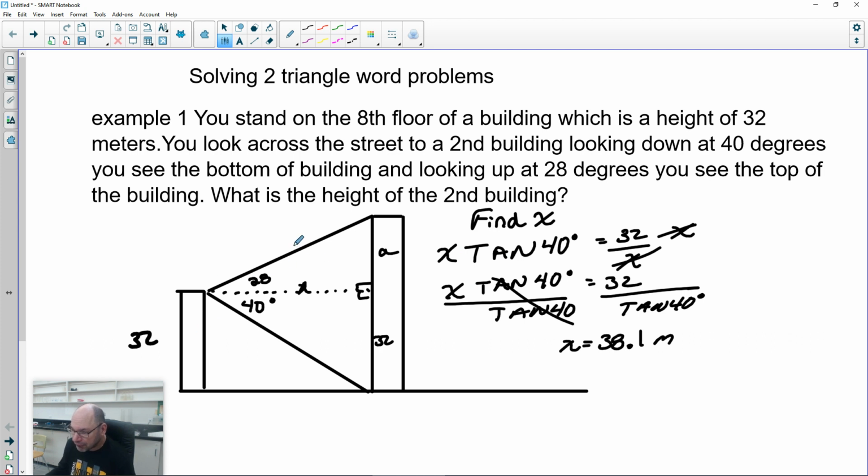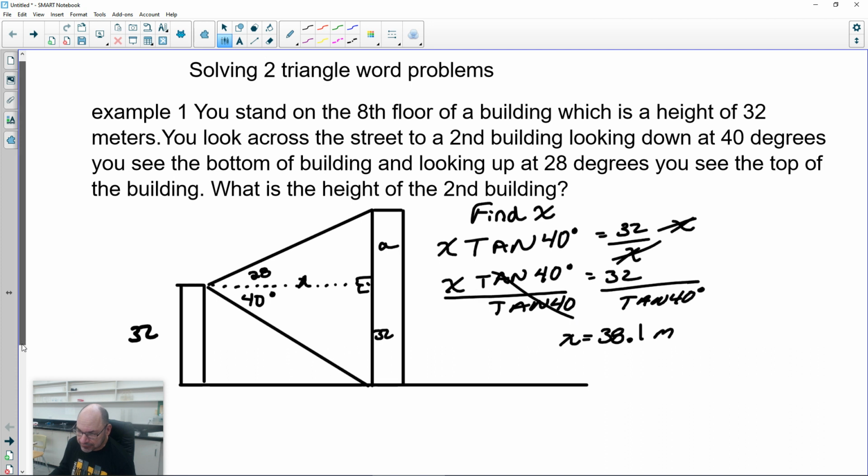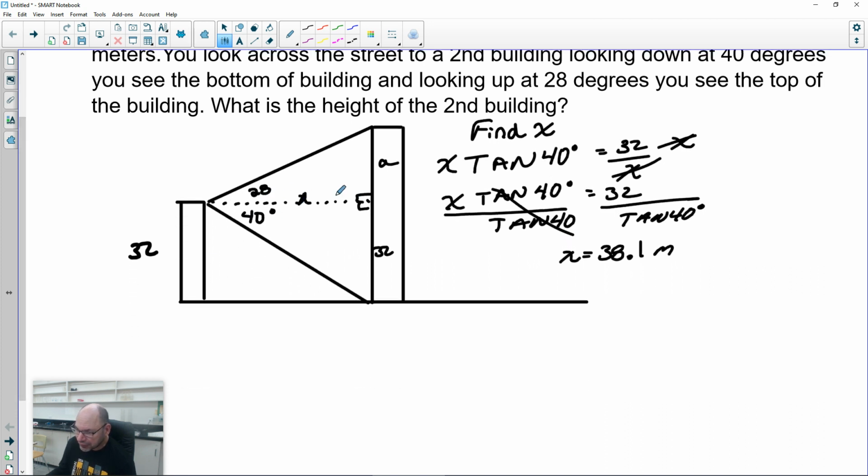So here we have to find A now. Now that we know that X. So again, we're using the adjacent side X and the opposite side A. But this time it's only tan 28. Tan 28 degrees is equal to A over X, in this case 38.1. This time we don't have to get rid of the bottom part. We just have to multiply both sides by 38.1.